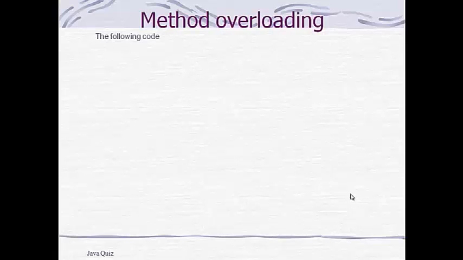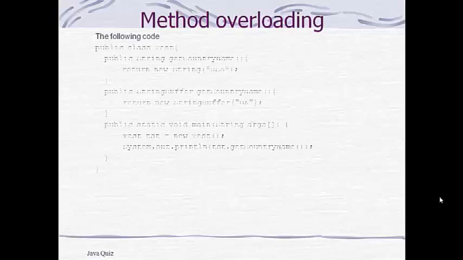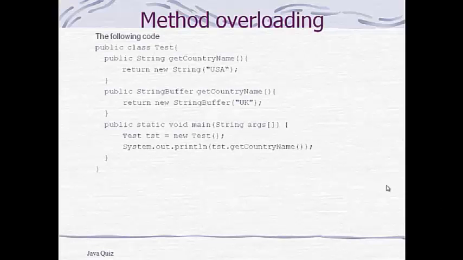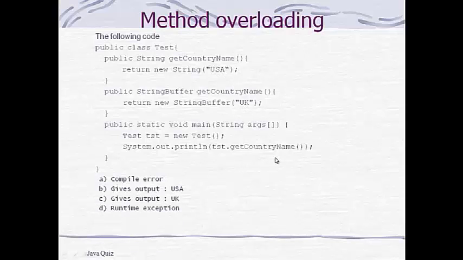Method overloading. So we have an overloaded method here, get country name, repeated. One is printing USA, the other is printing UK. So we are trying to make an object and then calling the overloaded method from TST. So what's the answer? Is it compiler error, does it give USA or UK, or does it give runtime exception?